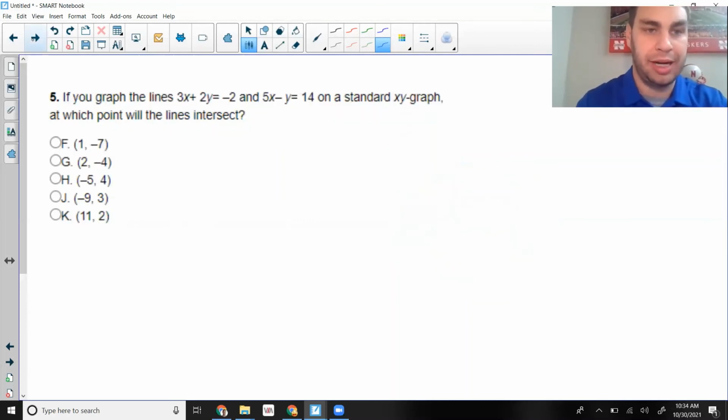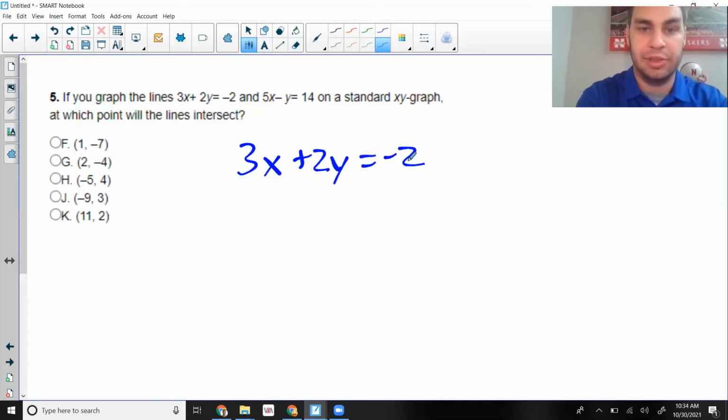Last question, if you graph the lines 3x plus 2y equals -2 and 5x minus y equals 14 on a standard xy graph, at what points will these lines intersect? All right, so remember you can solve a system of equations by graphing, using substitution, or elimination. So here I think we can probably do elimination. If I go 3x plus 2y equals -2, I'm just going to write these on top of each other. 5x minus y equals 14.